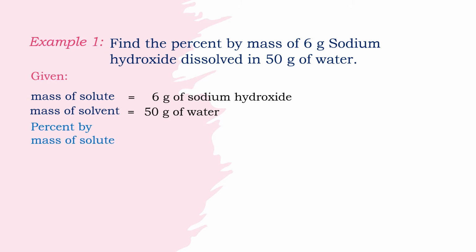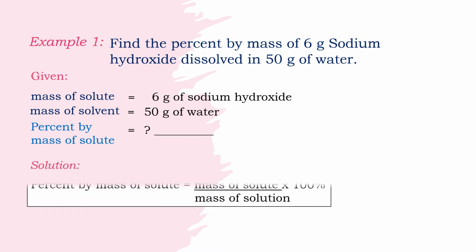So ano daw po yung hinahanap? Percent by mass of solute. That is the unknown. Yan yung hahanapin natin later on. So ito yung solution natin. Gagamitin po natin yung formula, which is percent by mass of solute, dahil yun po yung hinahanap, is equal to the mass of solute divided by the mass of solution times 100%.